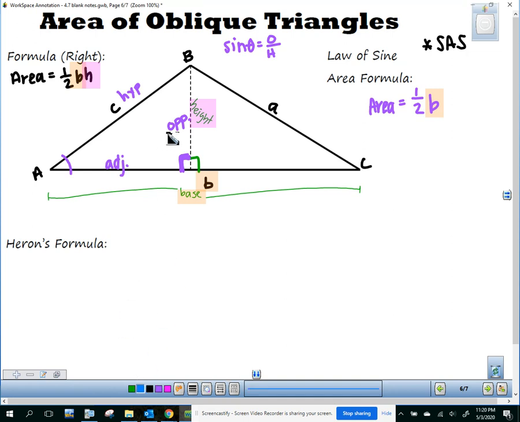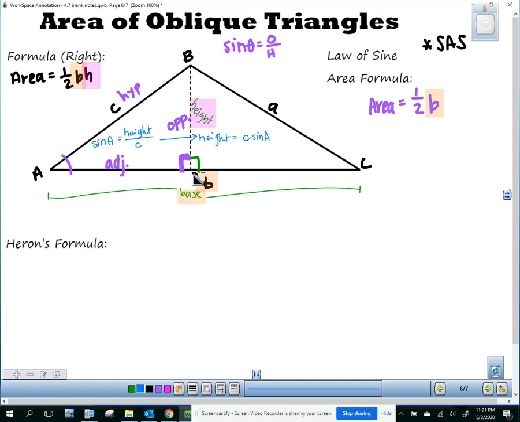So if I'm looking for this height, and I knew angle A right here, it would be opposite over hypotenuse. It would be the height over the hypotenuse, which is side C. Now I can rewrite that. To solve for the height, I would have to just multiply the C to the other side. So C times sine of angle A.